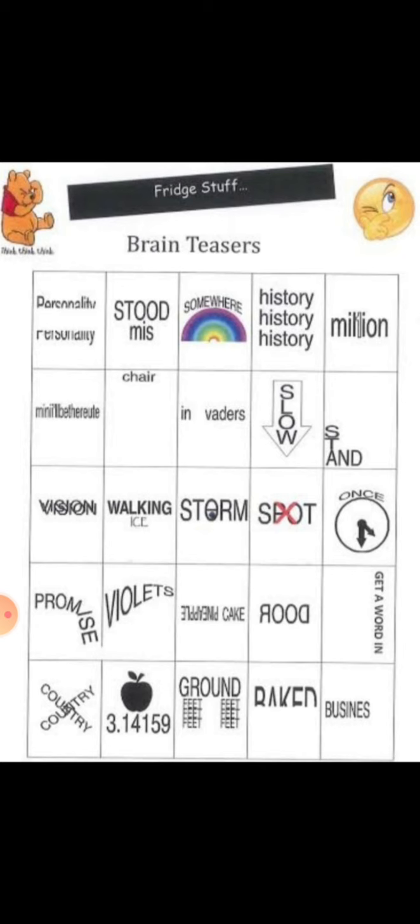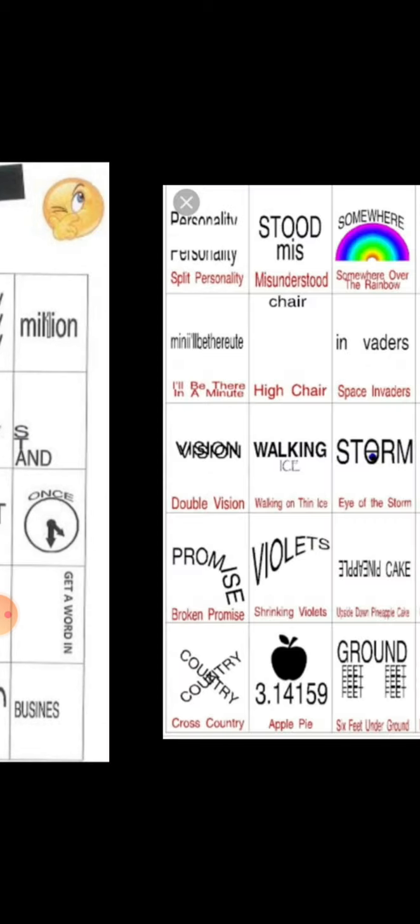And your answers are here, the next slide. Here we go. As I gave you the answers for the first four, the fifth one is one in a million. And the next, I'll be there in a minute. The words have been jumbled up. The next, high chair. The word chair is given on the top, so it's high chair. Invaders. There is a space in between the word in and invaders, so it's space invaders.